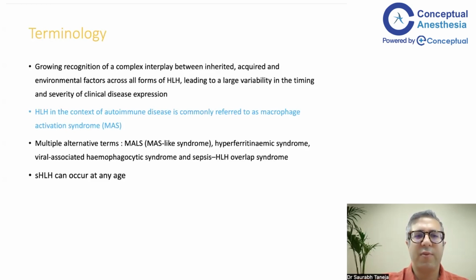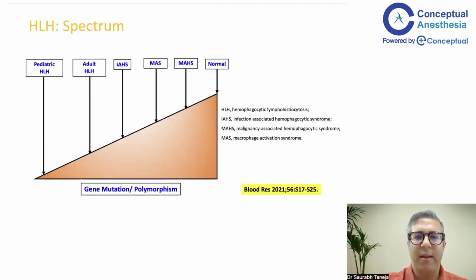So there is a growing recognition of the complex interplay between inherited, acquired, and environmental forms of HLH. HLH initially was called by different names. We must have heard previously about macrophage activation syndrome, hyperferritinemic syndrome, and sepsis HLH overlap syndrome. And HLH can occur at any age. So this is the whole gamut, from pediatric HLH to macrophage activation syndrome or malignancy-associated hemophagocytic syndrome. Infection and malignancy are the two very common things that can precipitate HLH, along with rheumatological disease.